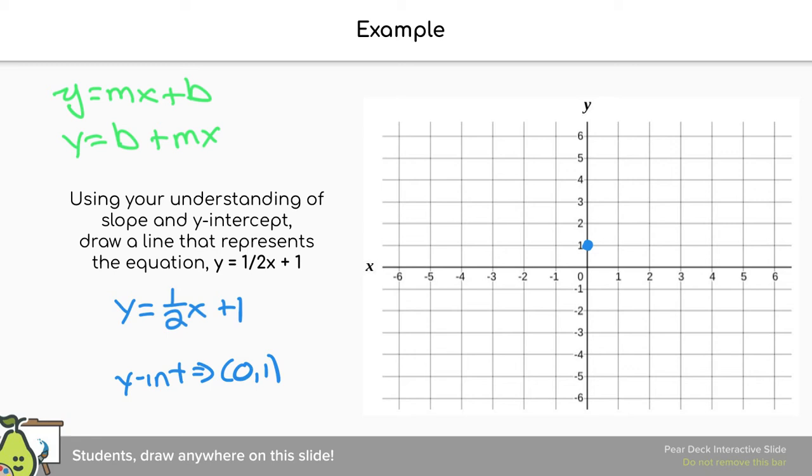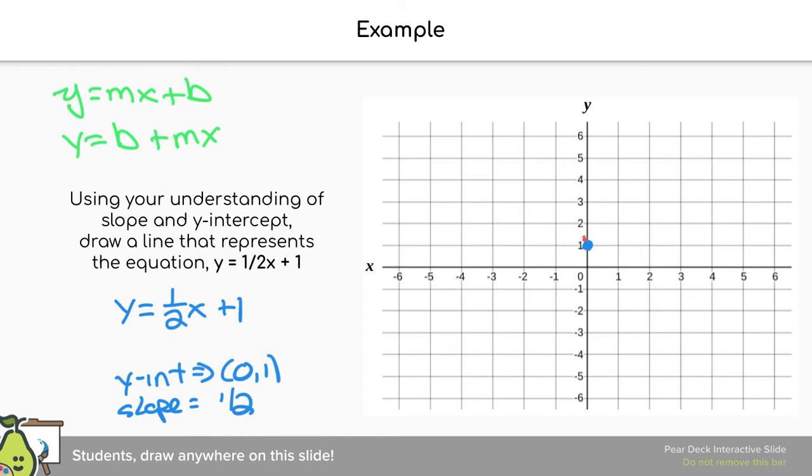Now we have our slope, and we're going to use our slope to find the next point. I'm going to say that again. We're going to use our slope to find the next point. And slope is our rise over run. So our slope in this case is equal to 1/2. So we're going to start with the y-intercept, and we're going to rise 1 and run 2 and draw a point.